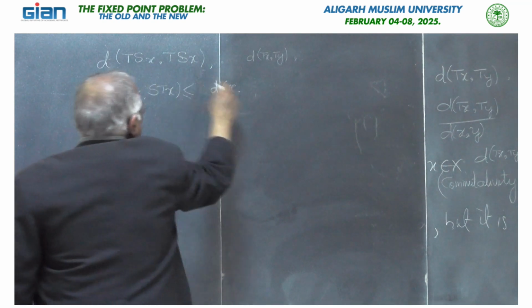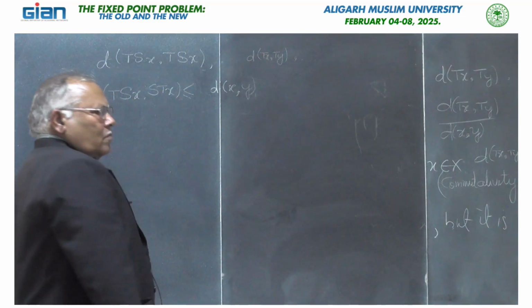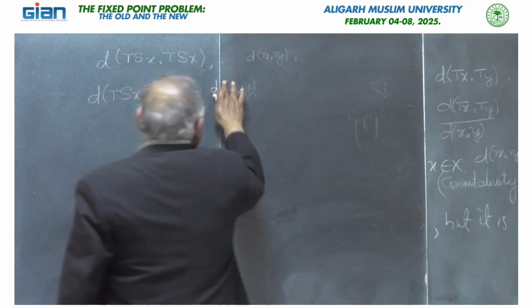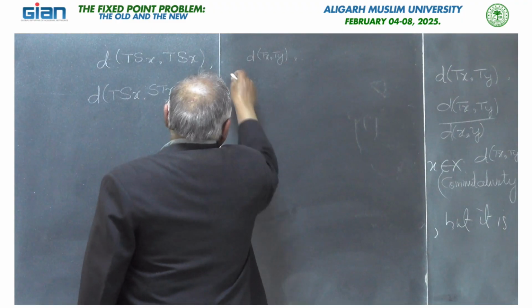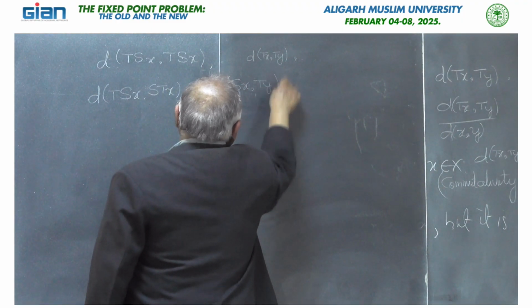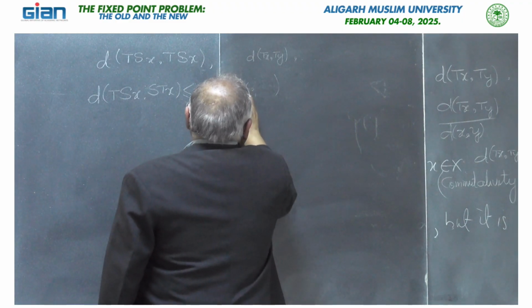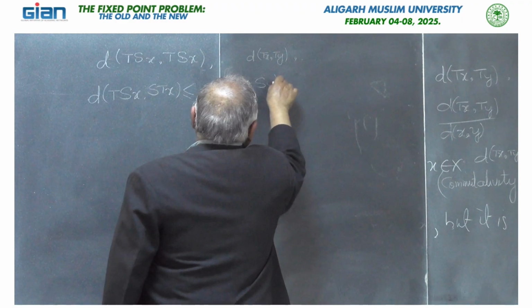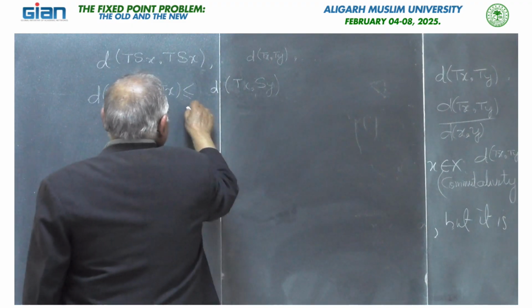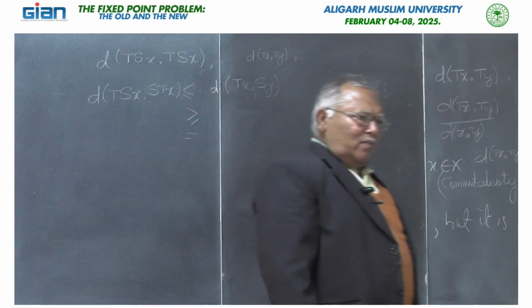Sorry, this is equal to this very class. No, sorry, still I am not correct. This is d of Sx, Ty. Yes, Sy, yes. Sx, Ty, Tx, Sy. Look at this, it could be greater than 0, or it should be equal also, because two non-negative real numbers are comparable.